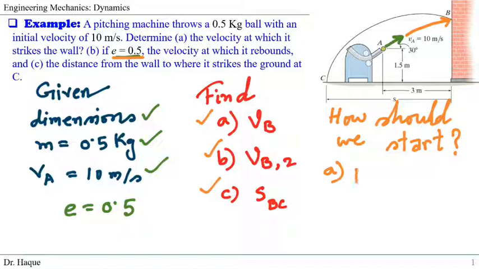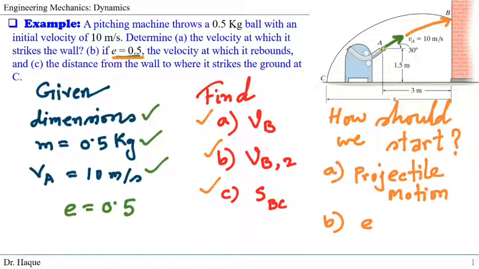So I'm going to use projectile motion concept for part A. For part B, it is given the coefficient of restitution E. So I'm going to use the equation of coefficient of restitution for part B. Again, what should I use for part C? Now you tell me, right?